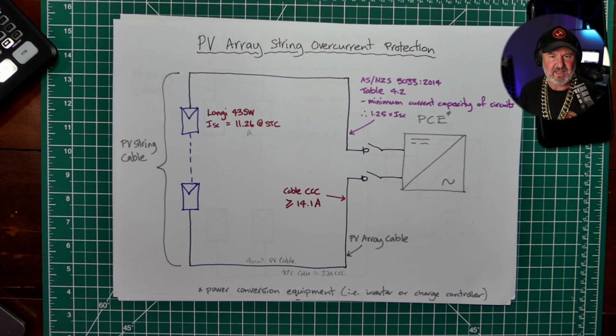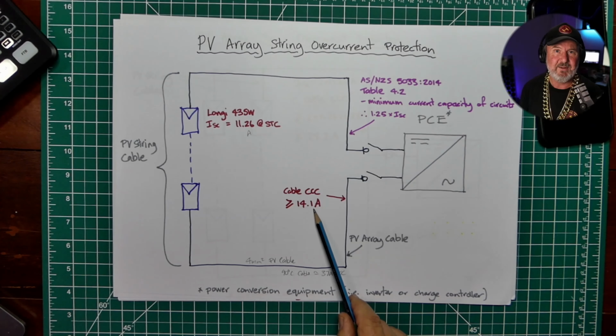You just don't have enough differentiation between normal current, so operating current, and short circuit. So that discrimination is too fine for overcurrent protection devices. But in a way, you don't need it anyway, because your cable sizing is your overcurrent protection. The fact that your cable can carry 37 amps and you're only pumping through a maximum of 14.1, your cable is your overcurrent protection.